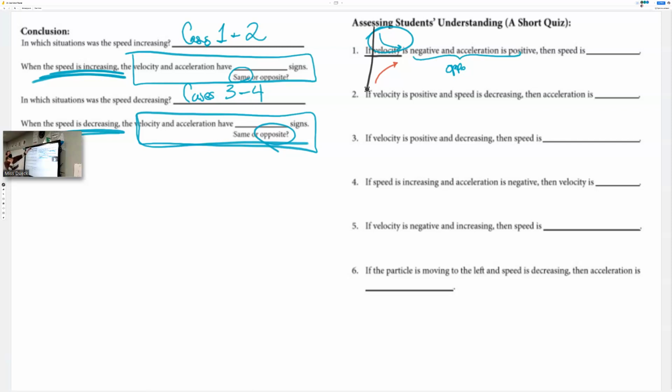The other way is just like, hey, they have opposite signs. Or you're moving left and the acceleration is pushing you to the right, like the ball with gravity example. So definitely decreasing. Different ways of thinking about it. Thanks, Hoban. Number 2, if velocity is positive and speed is decreasing.